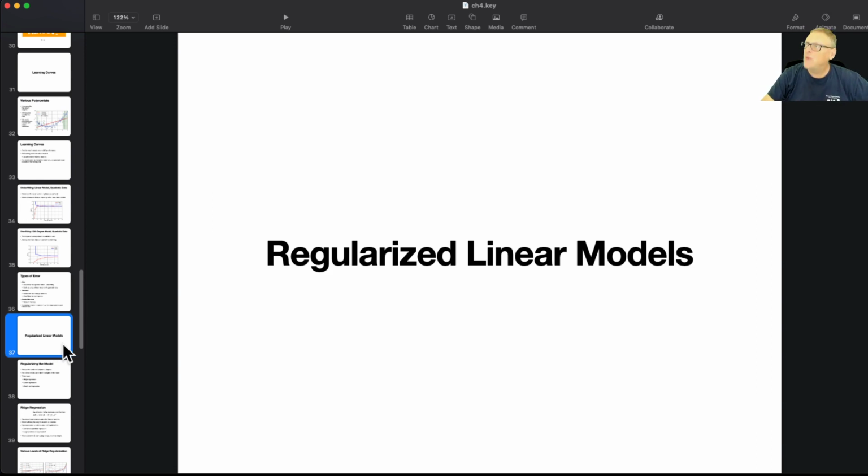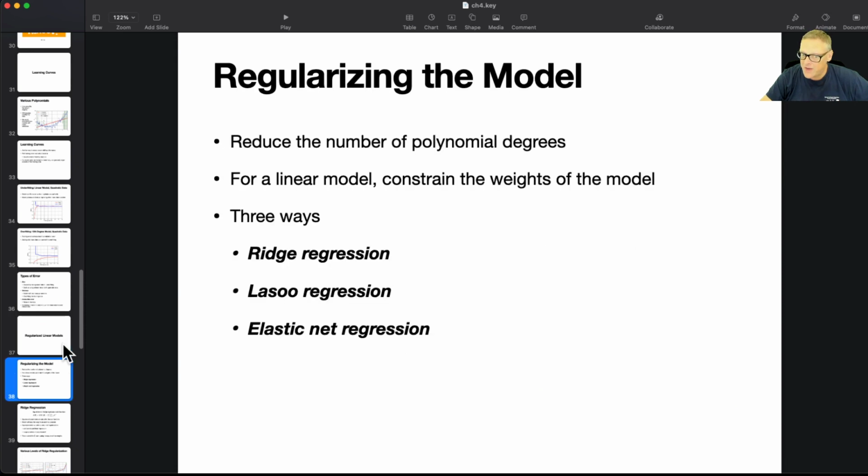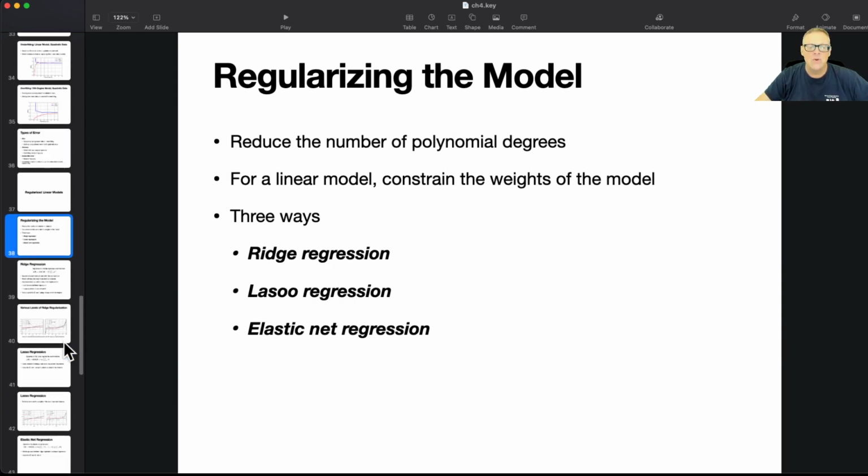So we'll talk about regularization, which is the way you overcome overfitting. So you regularize the model. One simple way is just lower the number of polynomial degrees. That's one way to regularize it. For a linear model, you constrain the weights of the model, and there are three ways to do it: ridge, lasso, and elastic net. And these are just ways to restrict the parameters so they can't get too extreme.